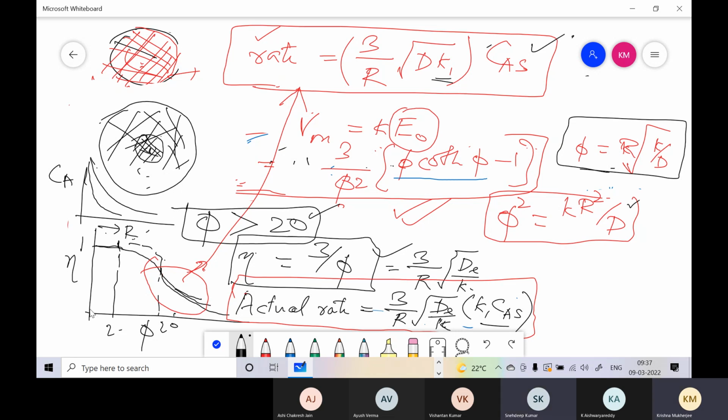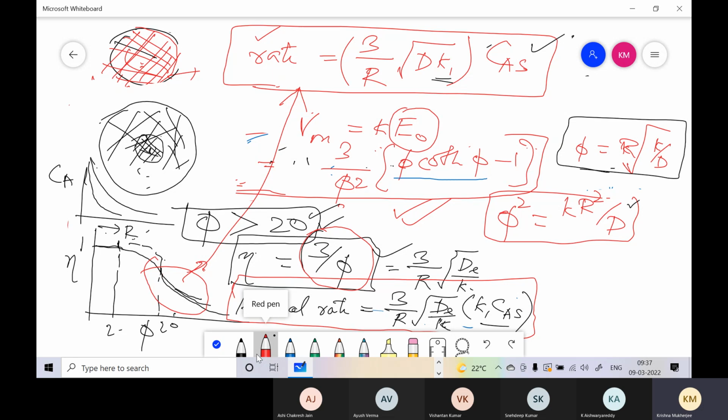Will that be a highly effective reaction or will that be a slow reaction? Yes, that's a good question. Tell me, what is the situation when phi is greater than 20? Efficiency is low. And why is it low? What is the physical interpretation of phi greater than 20? Is diffusion going faster or slower? Diffusion rates are low. Okay, so diffusion rates are low. That is why your efficiency is low.